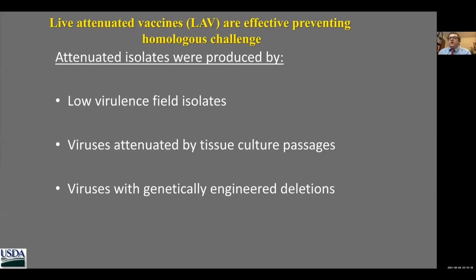So when we talk about live attenuated vaccines that have been shown to protect against homologous challenge, how do we produce these attenuated isolates? Well, there are reports with low virulence field isolates, reports with viruses attenuated by tissue culture passages, and viruses with genetically engineered deletions. So I'm just going to briefly talk about these three options here.